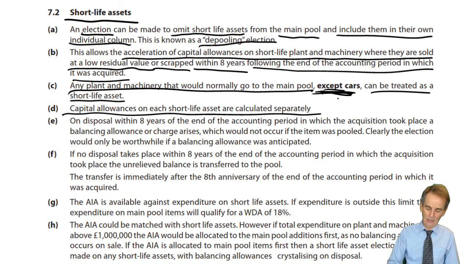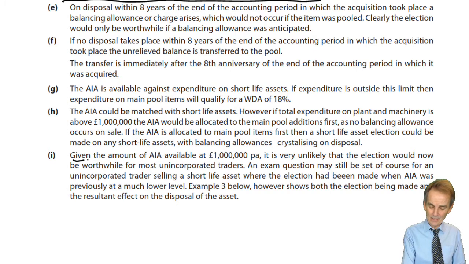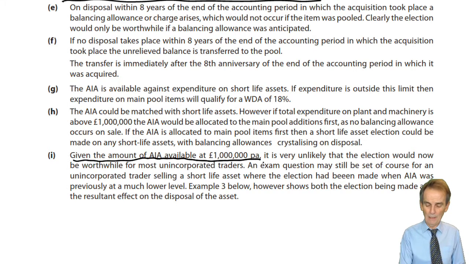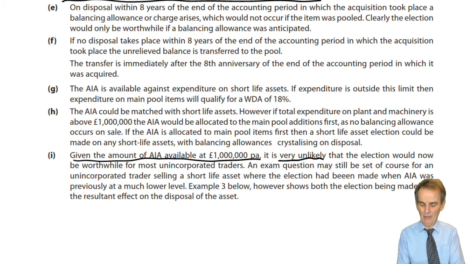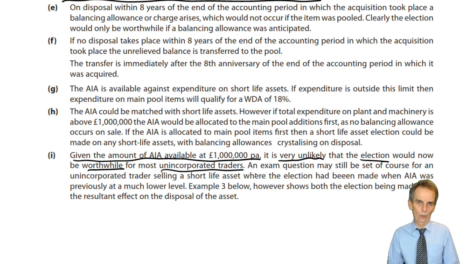Again, however, as we've said, and I'll go to the last point, or one of the last points here, is that given the amount of AIA available at £1 million per annum, it is very unlikely that the election would now be worthwhile. It's unlikely that the election would be worthwhile for most unincorporated traders. Why? Because if you've had AIA, you've had all of your tax relief. There's nothing else to give. All that would happen in those circumstances is you generate for the sales proceeds when sold. If you had separated it out, you would have a balancing charge. Nobody's going to do that.